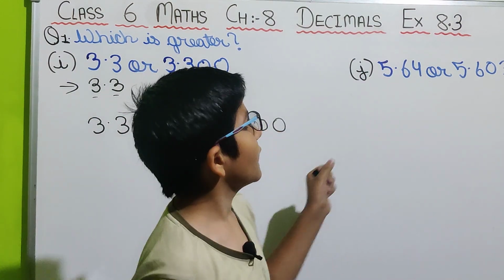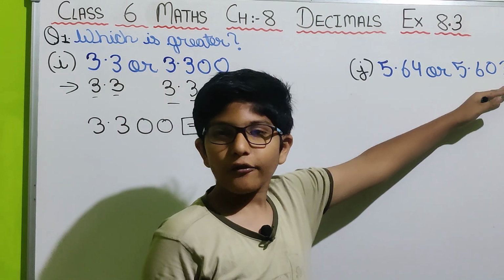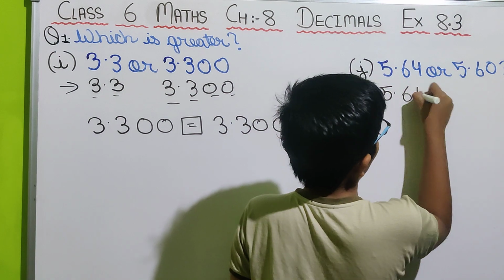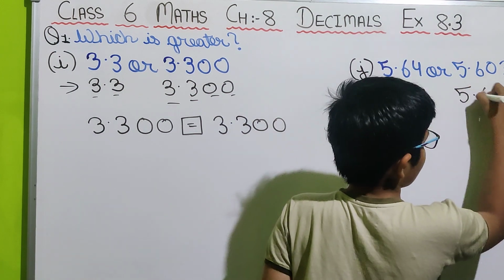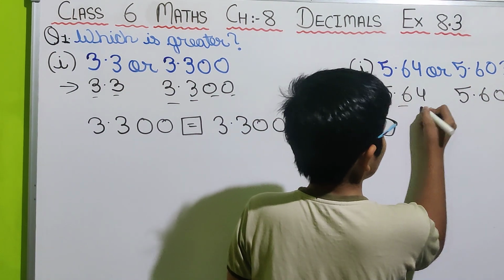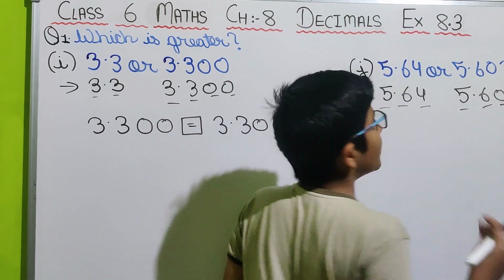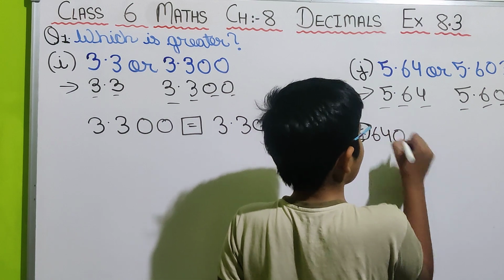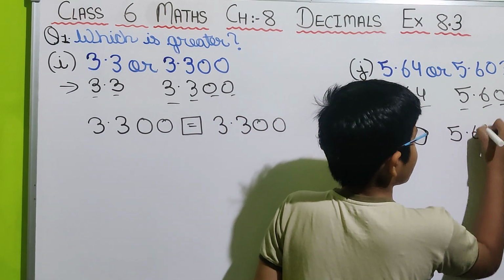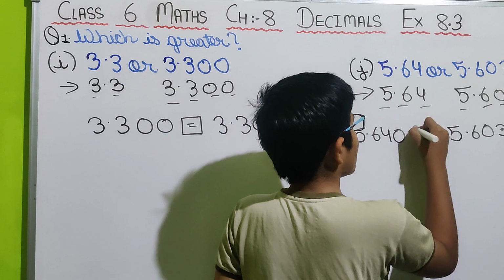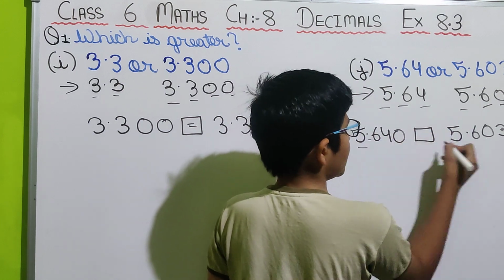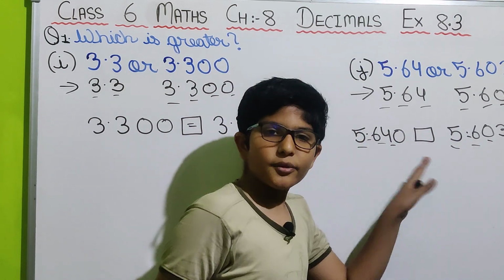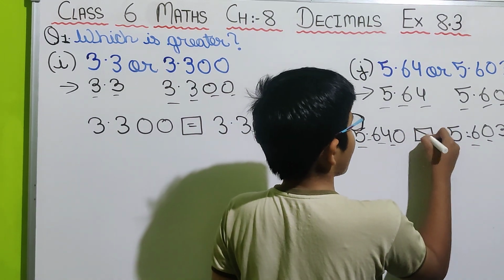So now let's move to the J part: 5.64 or 5.603. Here 5.64 and 5.603. Here how many digits? Here 2 and here 3. First you have to make it 3 digits: 5.640 and 5.603. So now we have to compare. 5 point. Here 6, here also 6. Here 4 and here 0. 4 is bigger. So these answers are correct.